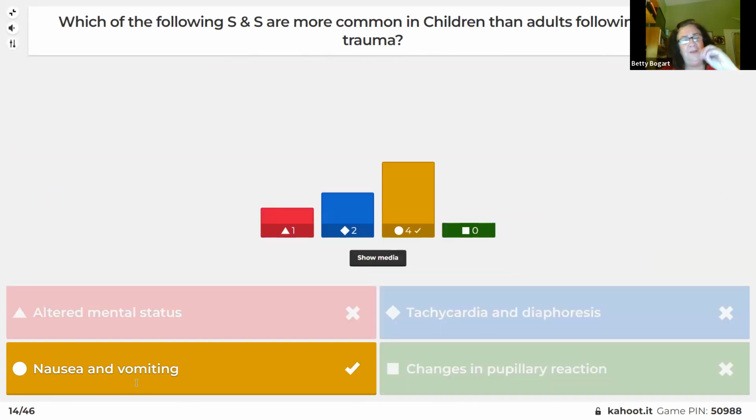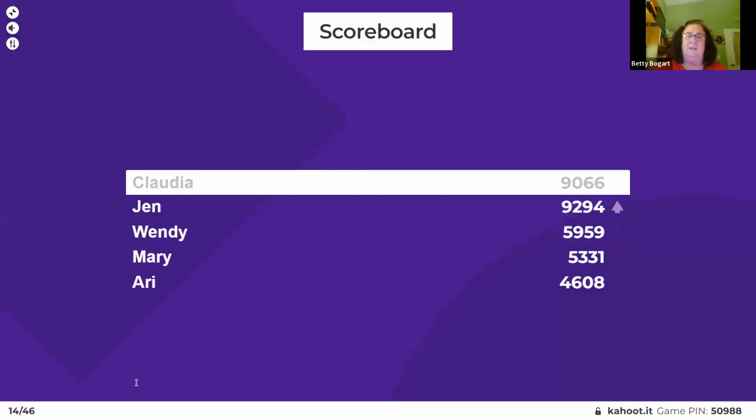So adults do not vomit like children do. Children get a headache and they'll vomit. They hit their head, not even as hard as they could, and they're going to be nauseous, they're going to vomit. So vomiting is more common in children than it is in adults.